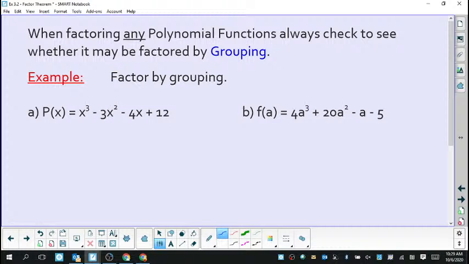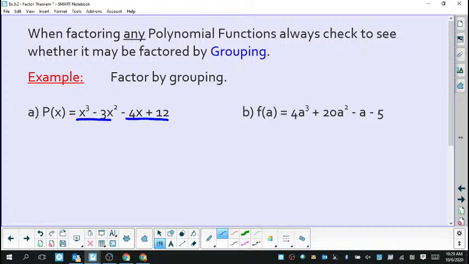So what do I do for grouping? What does grouping mean? Would it look like common factoring, but in chunks? Exactly. Like two terms at a time. Right, so we're going to try to common factor these two terms and then these two terms separately.